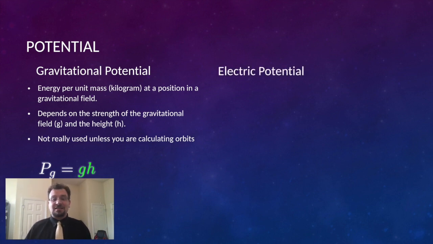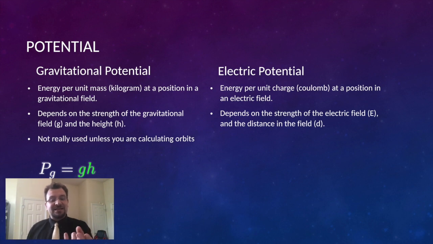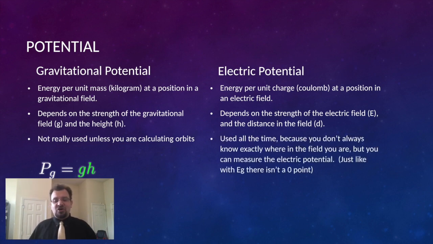And we're going to see that this is a lot more useful to us. So this is the energy per unit charge, again, that's going to be in coulombs, at a position in an electric field. So this depends on the strength of that electric field, E, and the distance that you've gone in that electrical field. So this is used all the time, especially because just like in gravitational potential and gravitational potential energy, there's no one sign in the universe that says, here there is zero. So we're going to be dealing with this in relative terms.